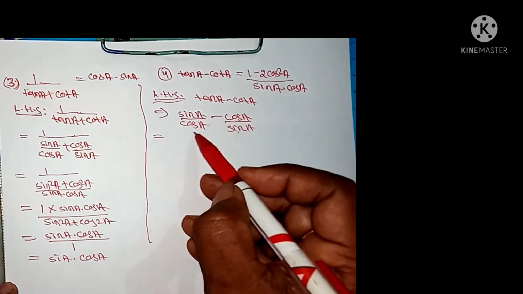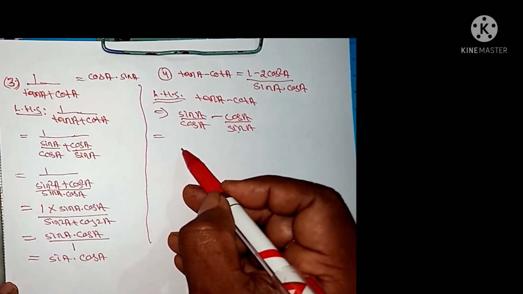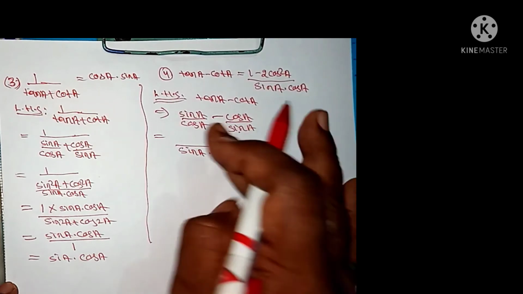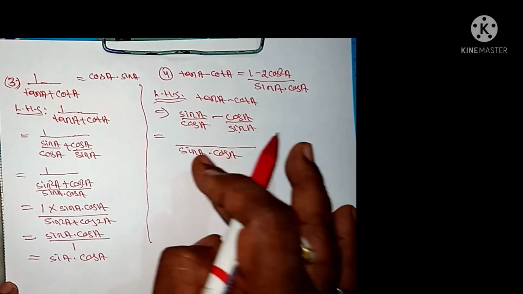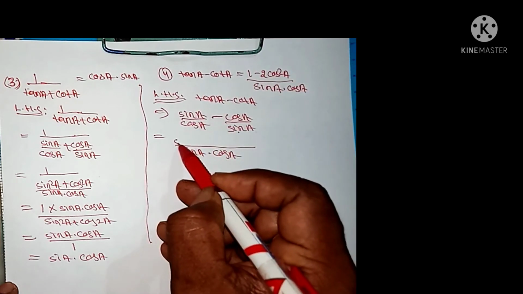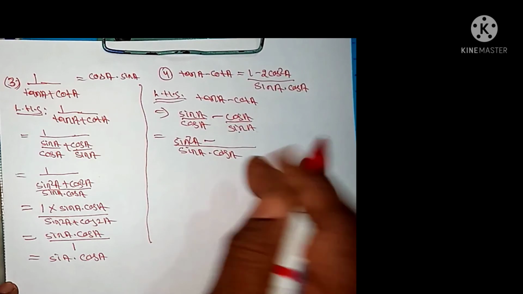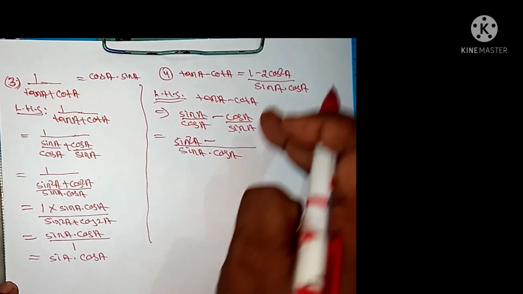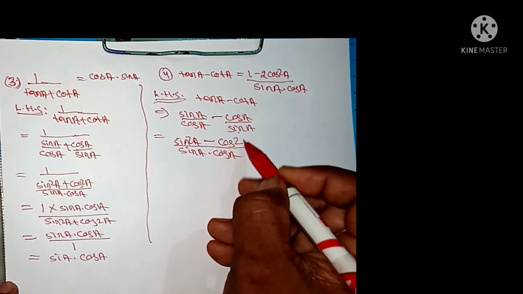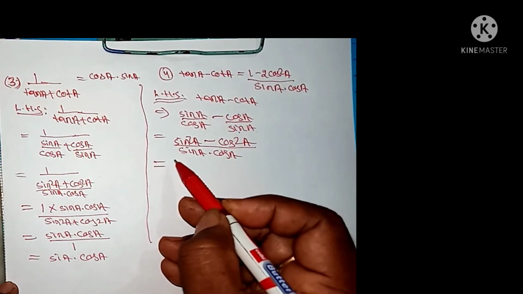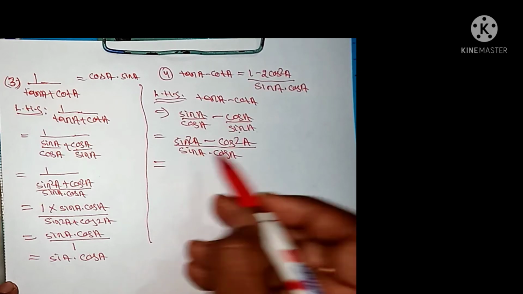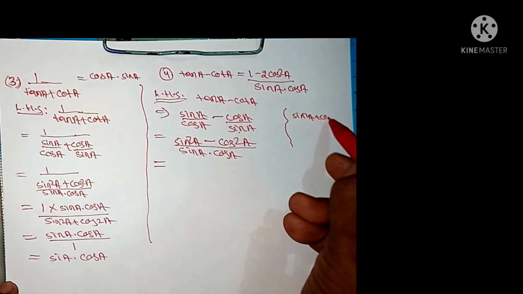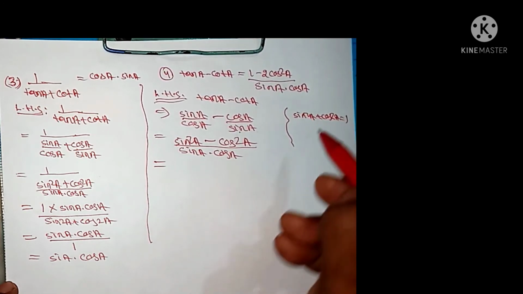Then subtract, taking the LCM of cos A and sin A, which is equal to sin A into cos A. Then divide cos A with this, cos A cancels, then sin A into sin A equals sin square A, minus sin A into cos A, divide by sin A, the rest cos A quotient, multiply with cos A, which is equal to cos square A. The identity is sin square A plus cos square A equal to 1.